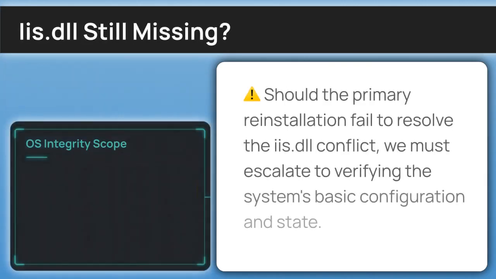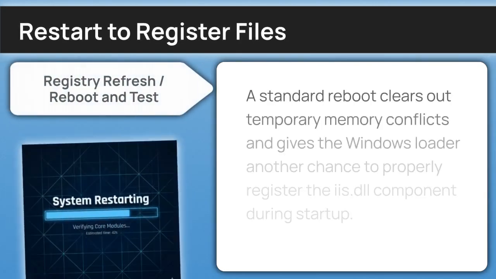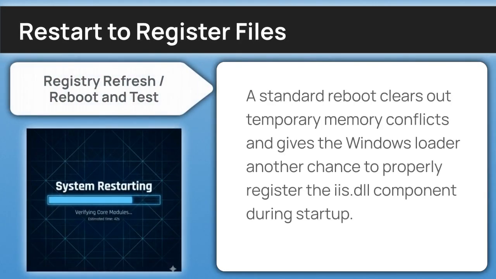When a standard reinstall doesn't cut it, we move to advanced diagnostic steps to ensure the system is properly configured. A simple restart can resolve file-in-use errors that mimic a missing Internet Information Services module message. It's a low-effort step that ensures your operating system starts with a clean execution stack.